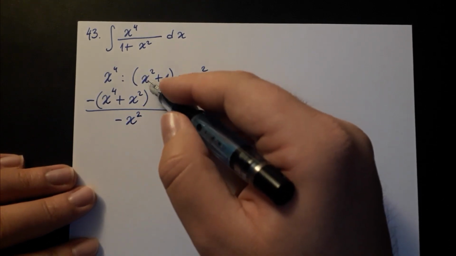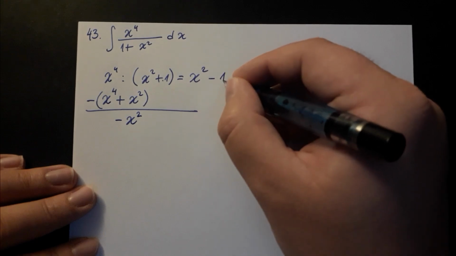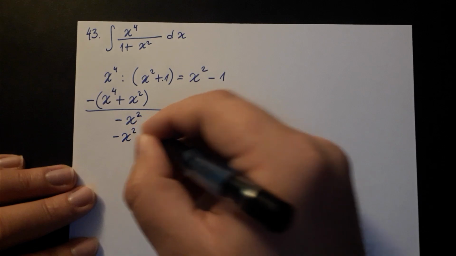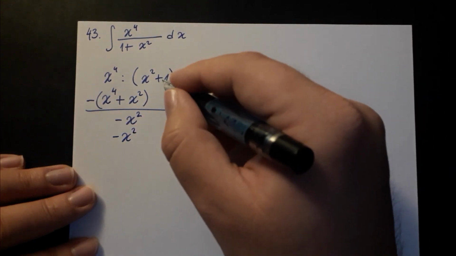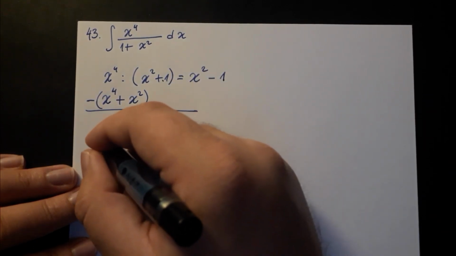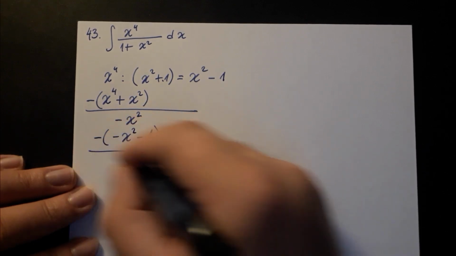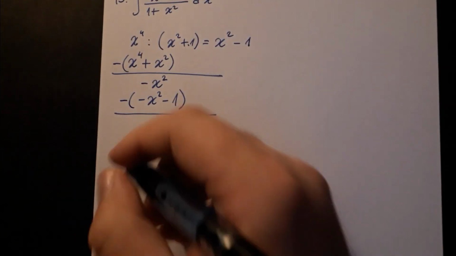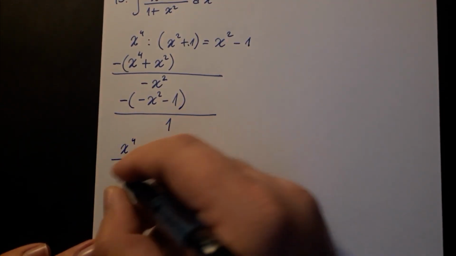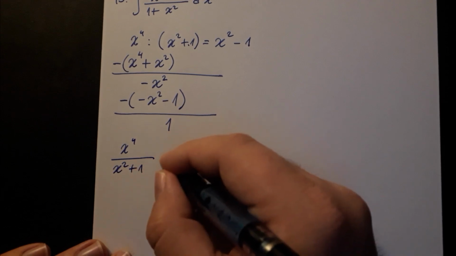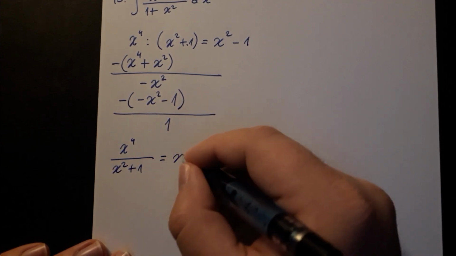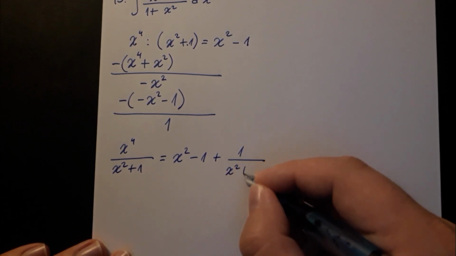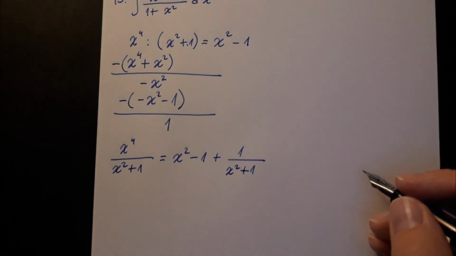Minus x squared divided by x squared is negative 1. Negative 1 times x squared is negative x squared. Negative 1 times positive 1 is negative 1. And when we subtract these, we get just 1. So x to the 4th power divided by x squared plus 1 is equal to x squared minus 1 plus 1 divided by x squared plus 1.